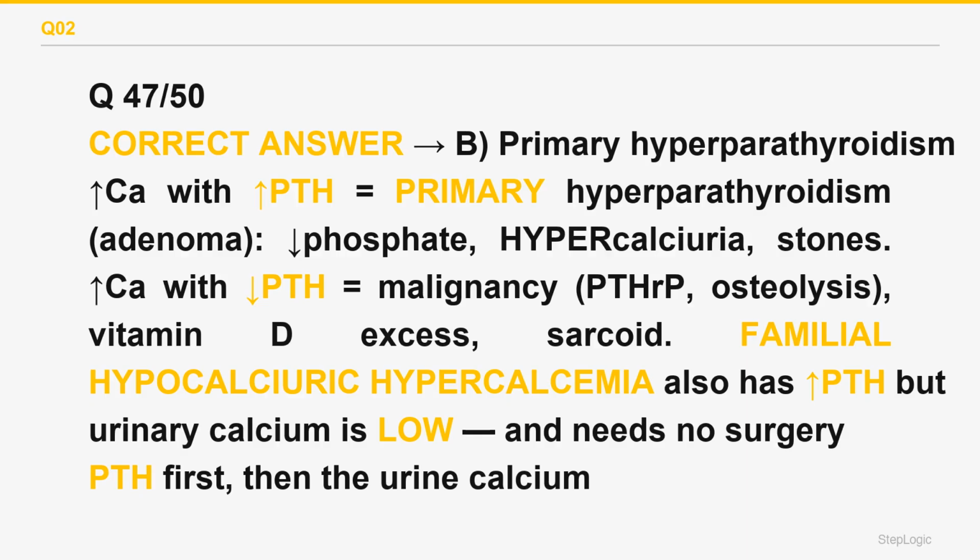Familial hypocalciuric hypercalcemia also shows mildly elevated calcium with an inappropriately normal or high parathyroid hormone, but a defective calcium-sensing receptor makes the kidney reabsorb calcium avidly, so urinary calcium is LOW. The distinction is surgical. That condition is benign and requires no parathyroidectomy, whereas operating on it would not correct the calcium. If you see hypercalcemia with a high parathyroid hormone, check the urinary calcium before considering surgery.